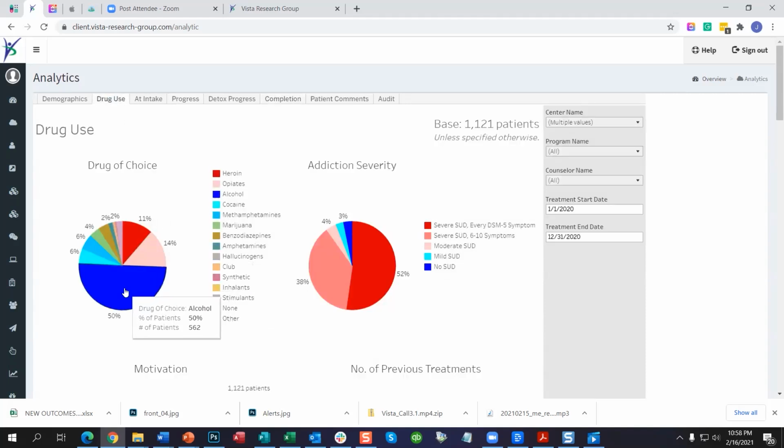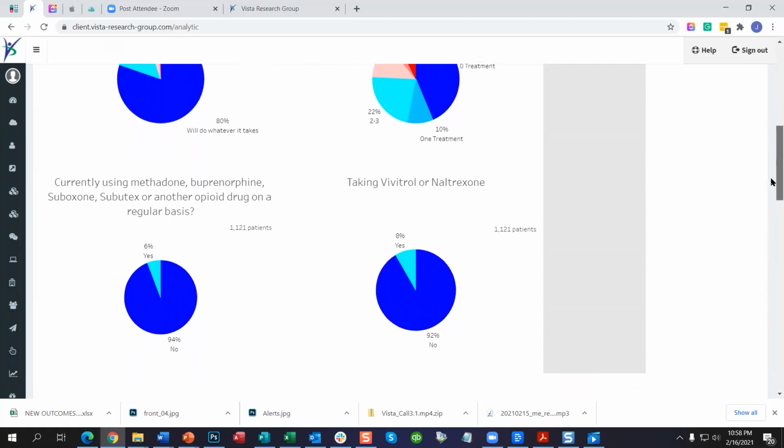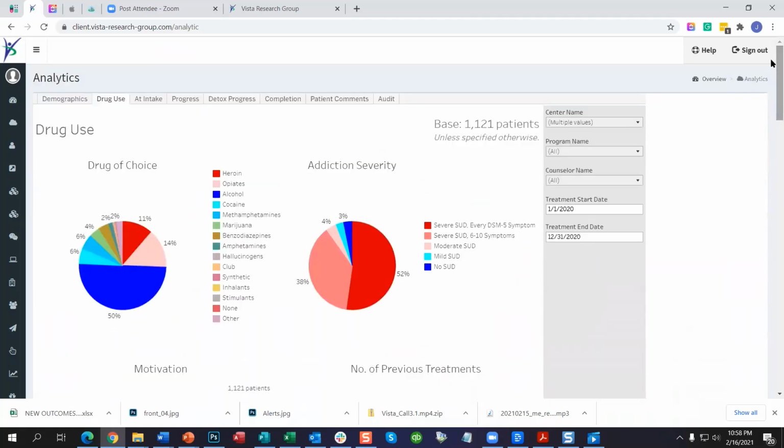You can look at primary drug of choice, addiction severity, and how you read this is that the dark red bar, those patients were reporting having all 11 of the DSM-5 symptoms of substance use disorder in the year prior to entering treatment. You can see what percentage of your patients say that they will do whatever it takes to meet their drug and alcohol treatment goals. There's information on the number of previous substance use disorder treatments and whether patients are taking medication.